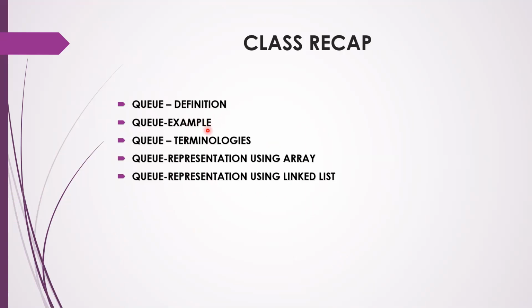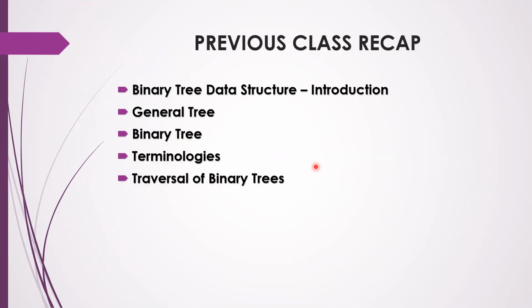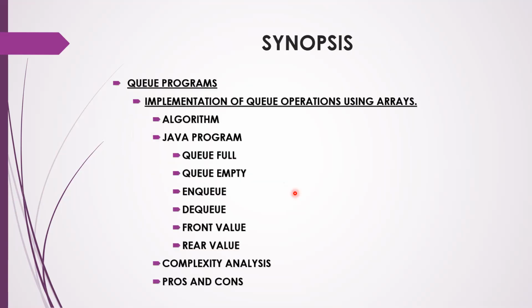and Java programs like stack operation using array, stack operation using linked list, queue definition, example, terminology, its representation using array and linked list. And we saw about the binary tree data structures concepts, general tree representation, binary tree representation, the terminologies in binary tree, and the traversals of binary tree.